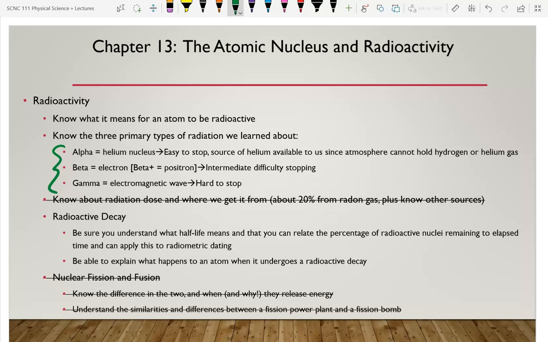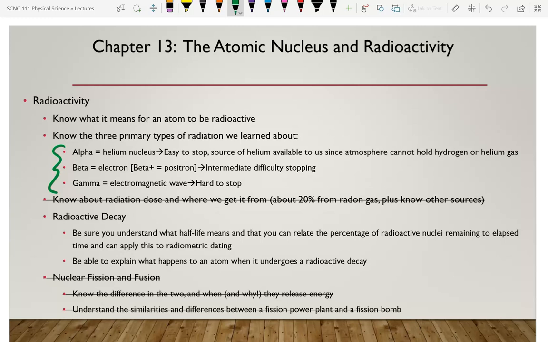Alpha particles, it turns out, are helium nuclei. Just like when we talked about acids and bases, an acid was a proton donor. Not a hydrogen donor, a proton donor. What's the difference between hydrogen and a proton? The presence of an electron. Hydrogen should have the electron with it. The proton doesn't. Same thing here for the helium nucleus.